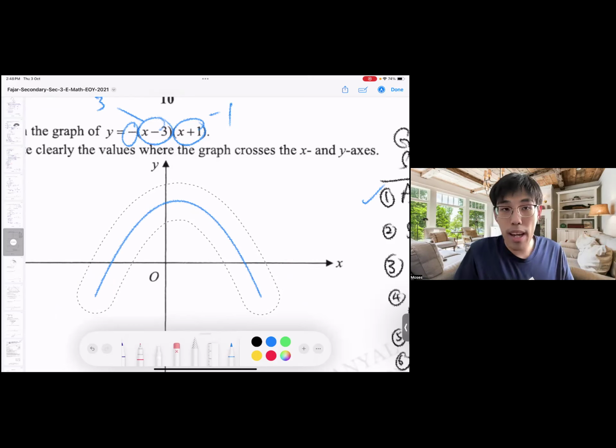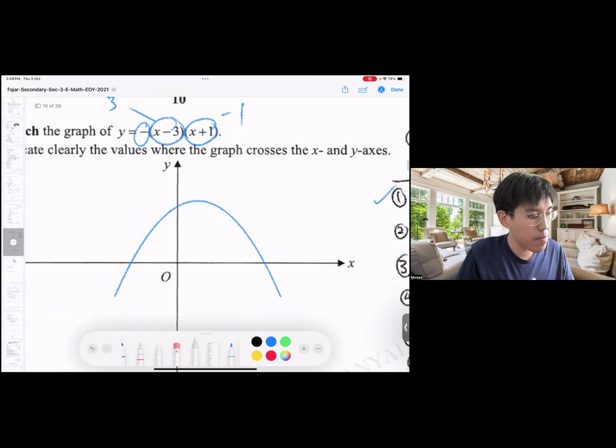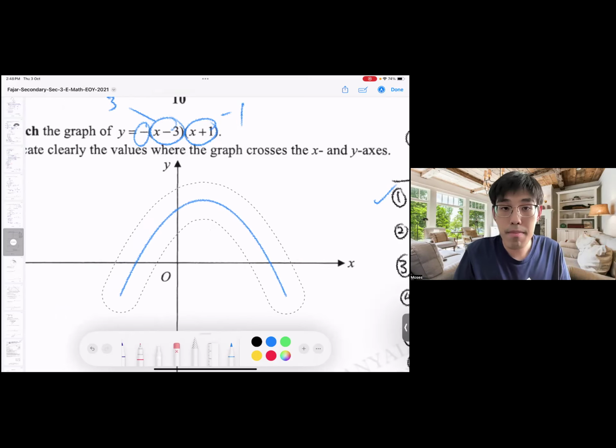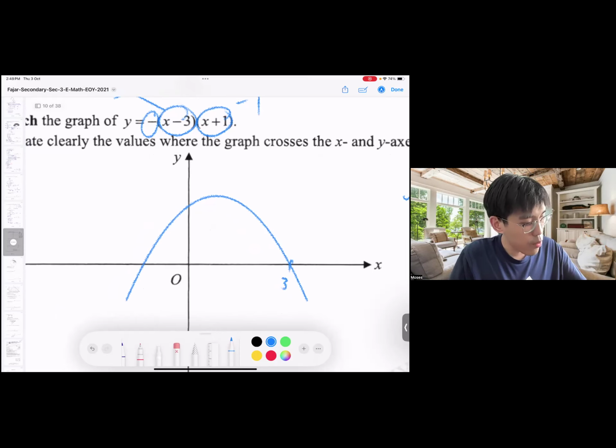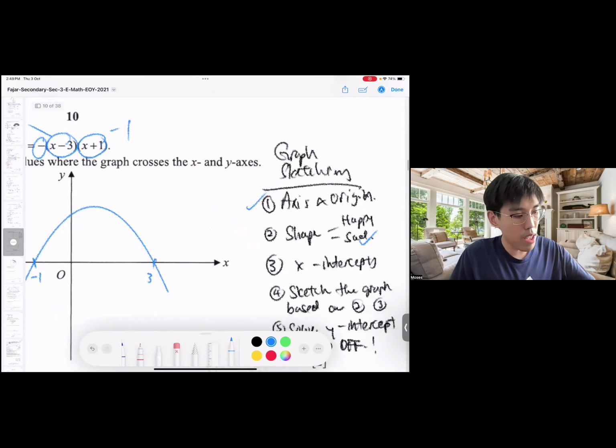So I know it's -1 and 3. So it's about here, I shift a bit, like that. Good enough. Then from here, we plot in the points. This is 3. This is -1. Okay. So that is covered for the 2, 3, and 4 already.